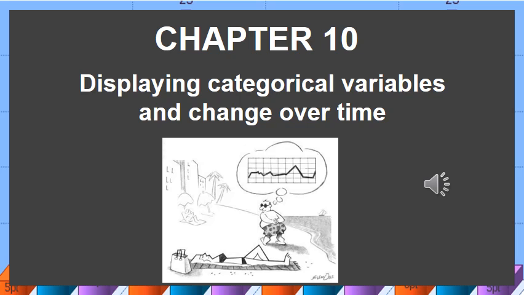In the next chapters, we will see different kinds of graphs in order to display different kinds of variables. And we will start here in chapter 10 with categorical variables.